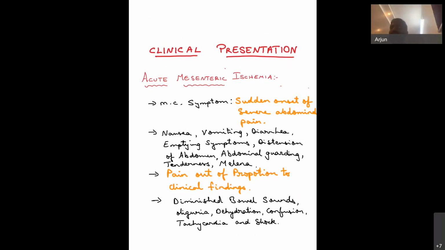Initially, patients will have increased bowel sounds, but due to the ischemia, later on, bowel sounds will be reduced, and patients will also develop oliguria, dehydration, confusion, tachycardia, and may also present in shock.